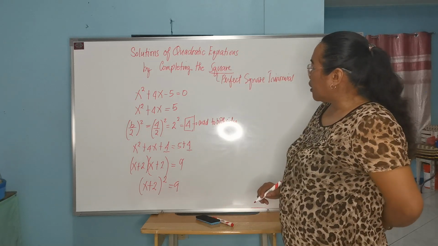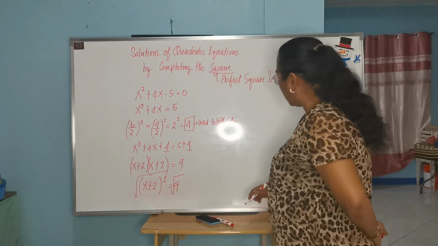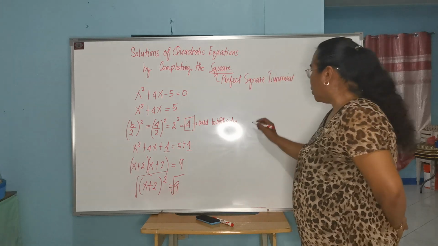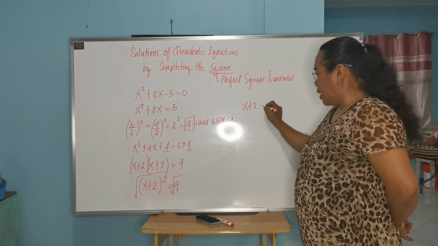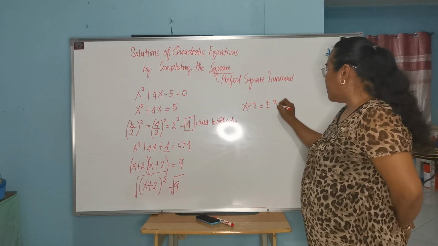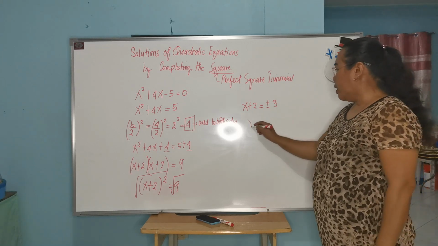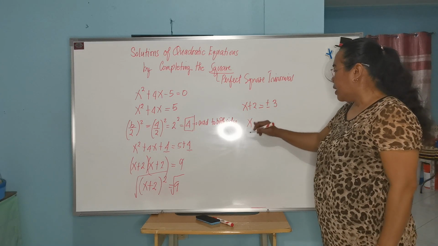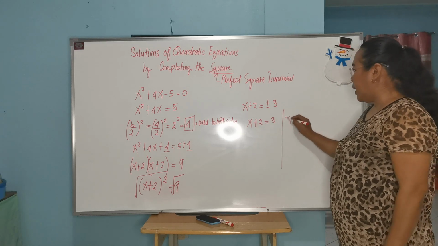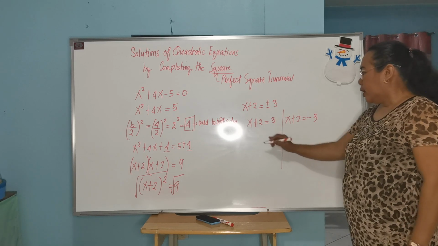Applying now the extraction of square roots, we extract the square root of both sides. The square root of x plus 2 squared would be equal to x plus 2. And the square root of 9 would be positive or negative 3. So we separate the positive and the negative root. We have x plus 2 is equal to 3, and the other one would be x plus 2 is equal to negative 3.